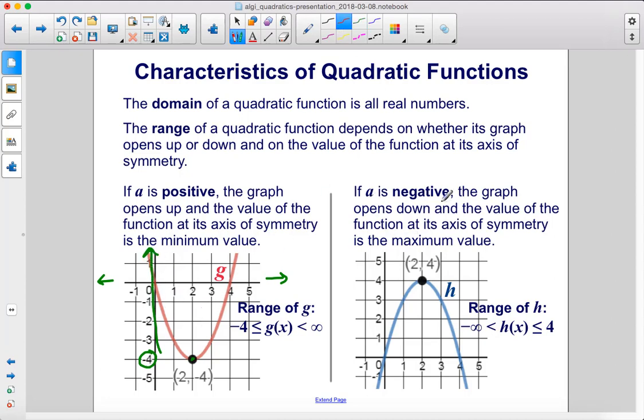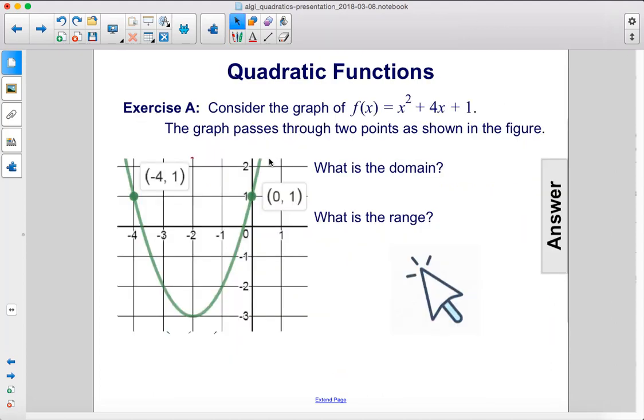If a is negative, the graph opens down, and the value of the function at its axis of symmetry is the maximum value. So the range would be from negative infinity up to this point, 4. So from negative infinity to 4.